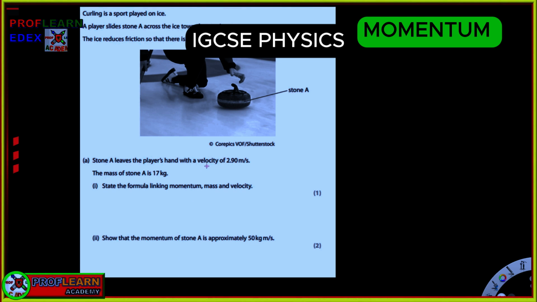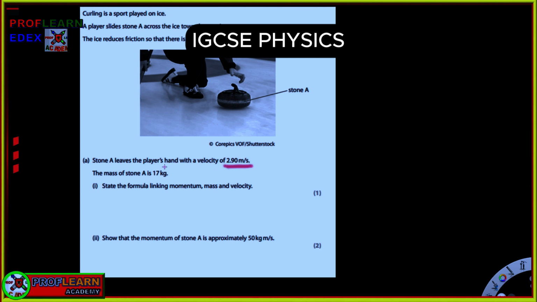In this question, we are told curling is a sport played on ice. A player slides stone A across ice towards the scoring zone. The ice reduces friction so that there is negligible friction when the stone is sliding. We are told that stone A leaves the player's hand with a velocity of 2.9 meters per second. That is stone A. The mass of stone A is 17 kg. State the formula linking momentum, mass, and the velocity.